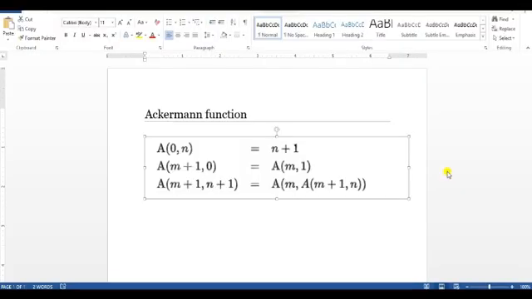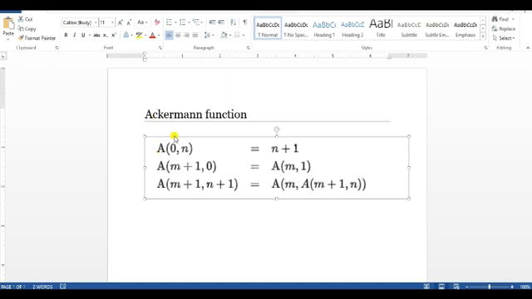I will discuss the Ackermann function coding example with the help of coding. So first let's try to understand what the Ackermann function is, what it actually is. It takes two arguments. The name of the function is A, you can take any name, no problem.